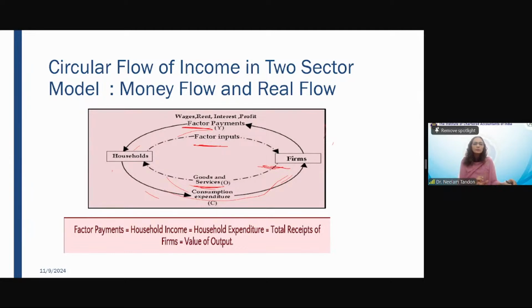और जितनी income households को मिल रही है उतना वो spend कर रहे हैं. So they are spending that much. और जितना वो spend कर रहे हैं उतना firms को मिल रहा है. So that means it is the complete circular flow between two sectors, that is households and firms.